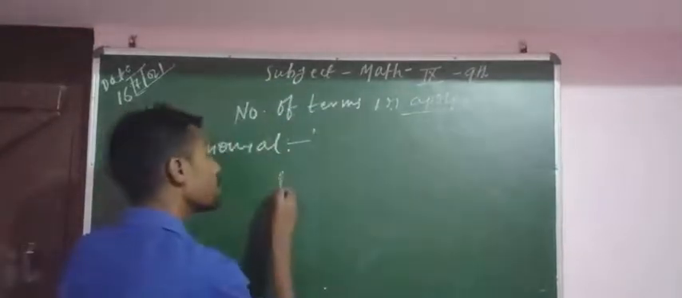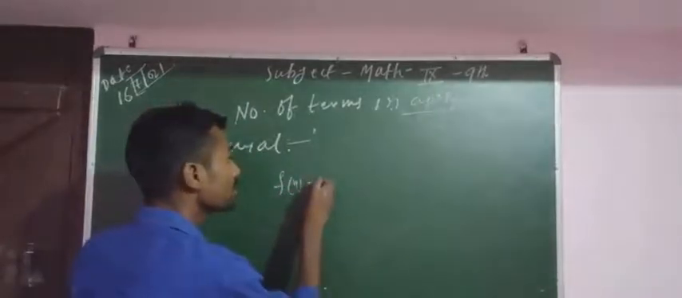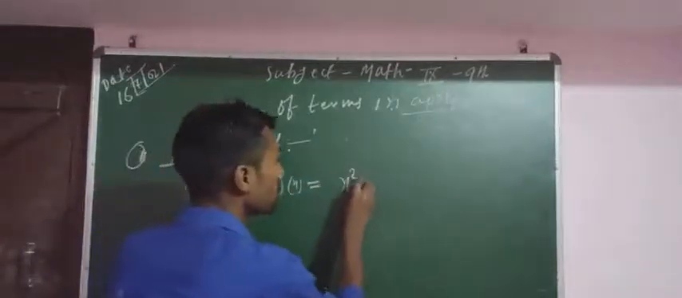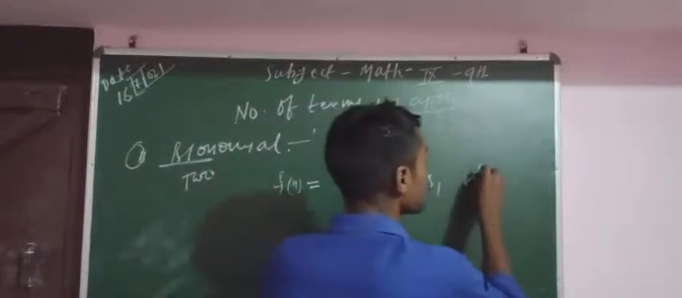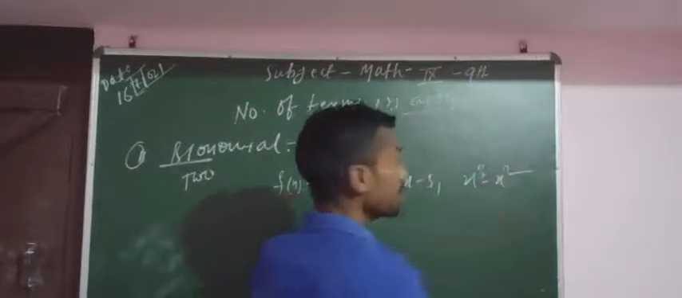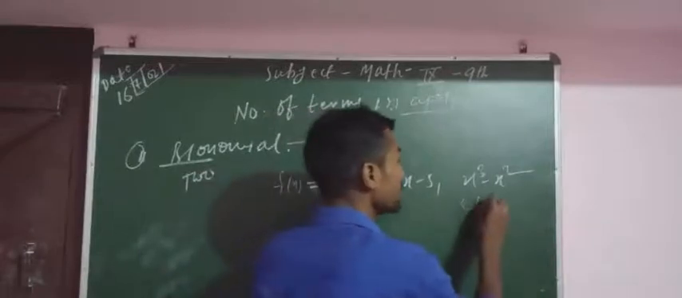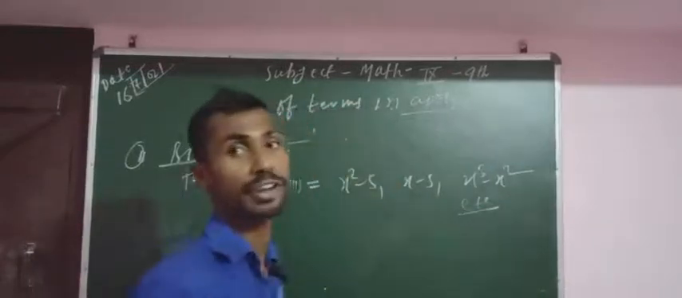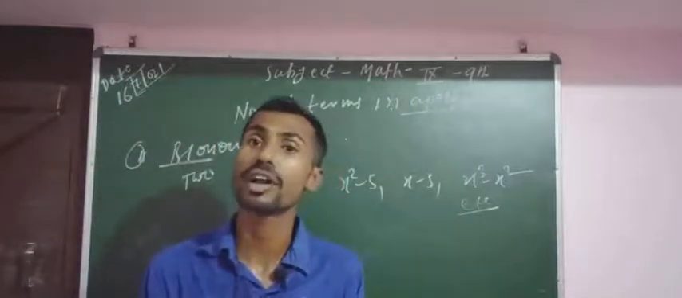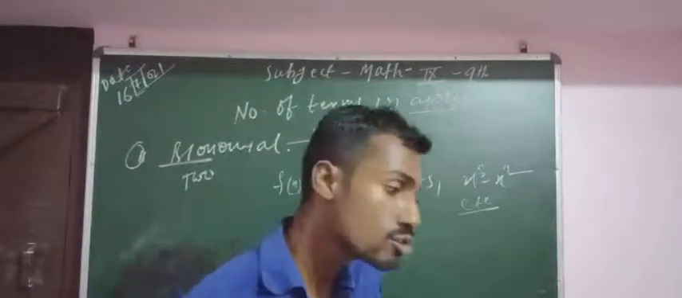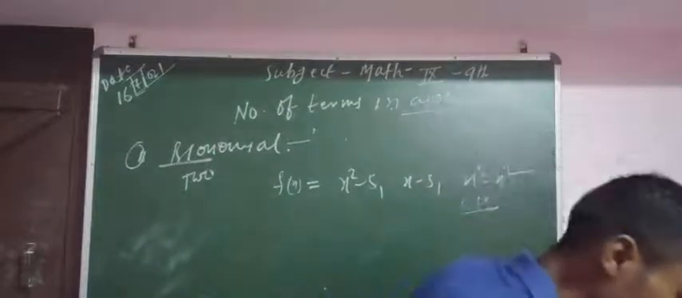Suppose f of x is the polynomial. This will be equal to what? x square minus 4 maybe, x minus 5 maybe, x cube minus x square maybe, etc. These are the examples of binomial. So a polynomial containing two terms is called binomial.